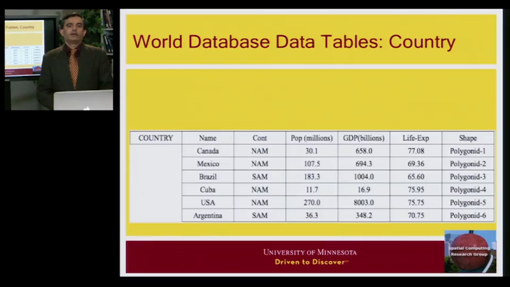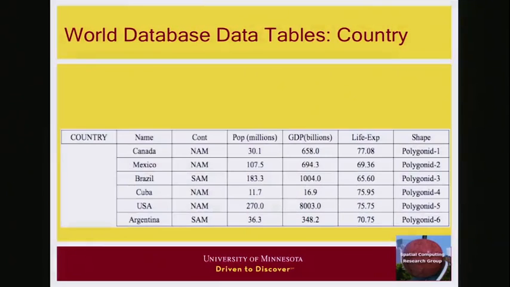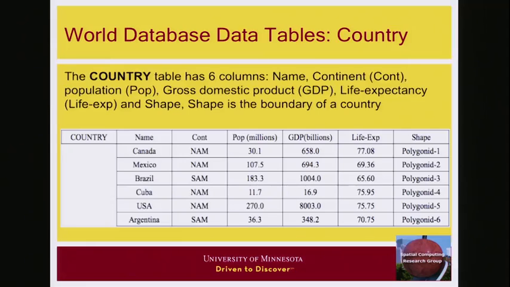Here is the country table. In this country table you can see 6 columns and several rows, right. So first column talks about Canada, and it is in North America continent and so on. The columns of the table are described next, and you notice the columns like continent, gross domestic product, population, etc.